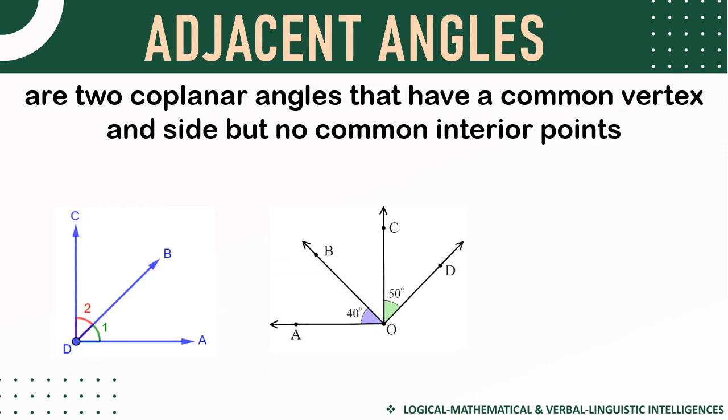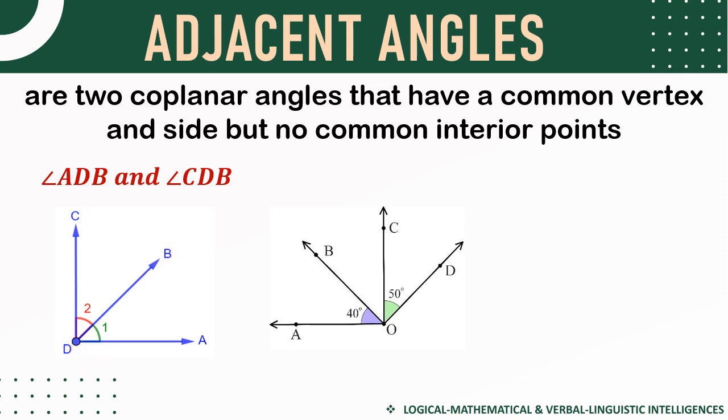Next, adjacent angles are two coplanar angles that have a common vertex and side but no common interior point. So we have three conditions. It should have a common vertex, it should have a common side, but there should be no common interior point. Definitely here in our first figure, angle 1 and angle 2 are considered adjacent angles. The common vertex is point D, and the common side is ray DB.